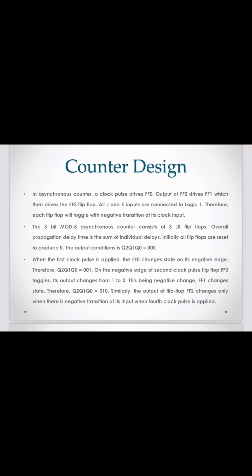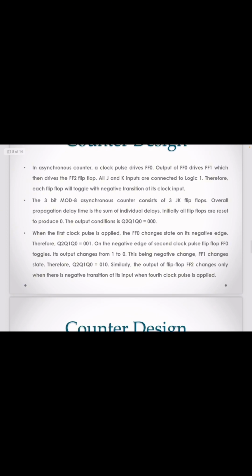Propagation delay time is the sum of individual delays. Initially, all flip-flops are reset to produce 0. The output condition is Q2, Q1, Q0 equals 0, 0, 0. When the first clock pulse is applied, FF0 changes state on its negative edge. Therefore, Q2, Q1, Q0 equals 0, 0, 1.